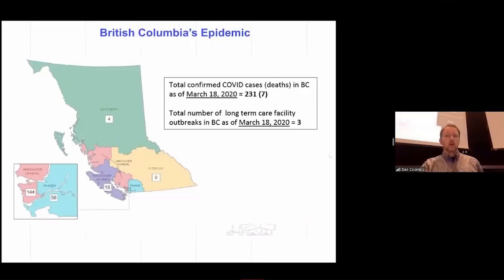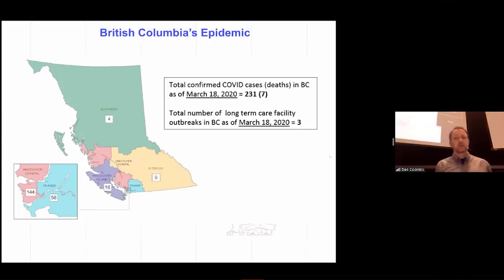Okay. All right, in British Columbia, this is data from yesterday. I actually just listened to Bonnie Henry on the radio on the way here, and there were 40 new cases today, so the number now is around 270. There was one additional death, so there have now been 8 deaths.